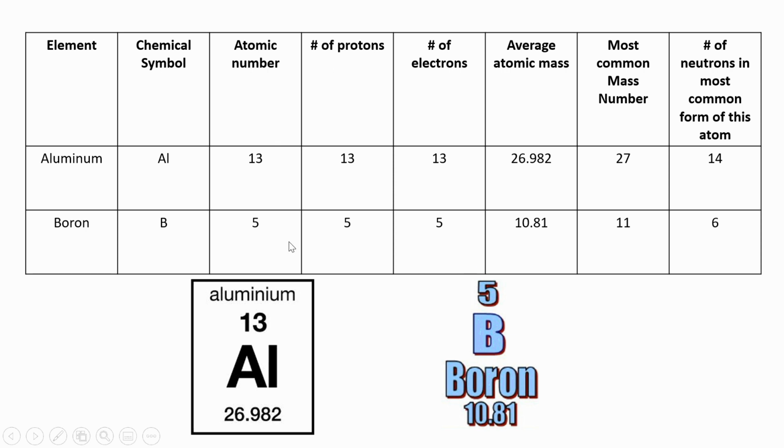Here are the answers. See if you did that second column correctly. It should have been boron, element B, atomic number 5, number of protons 5, number of electrons 5, average atomic mass 10.81, which rounds to the nearest whole number would be 11. And then to get neutrons, we always do mass number minus the number of protons. So 11 minus 5 is 6.